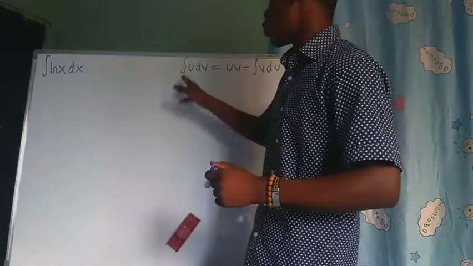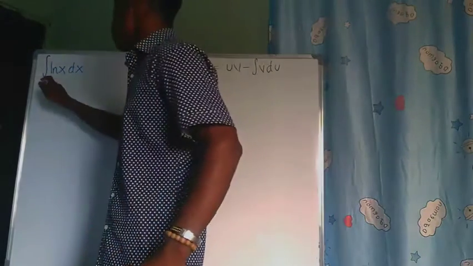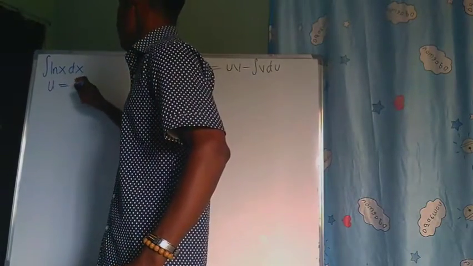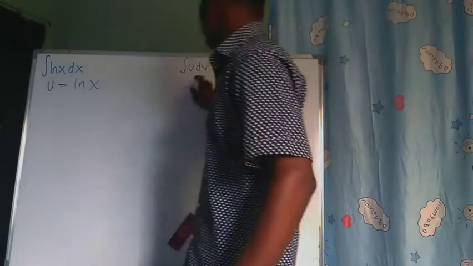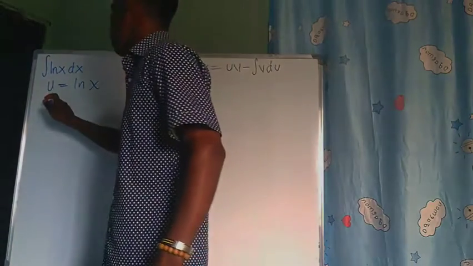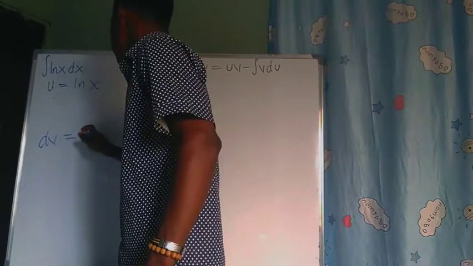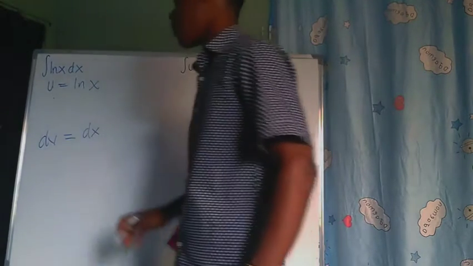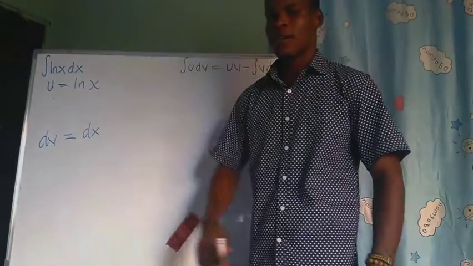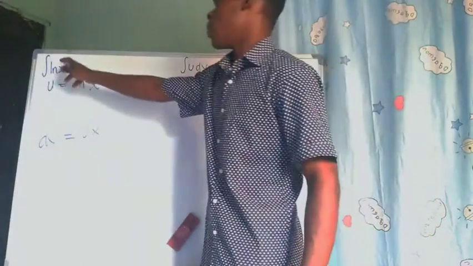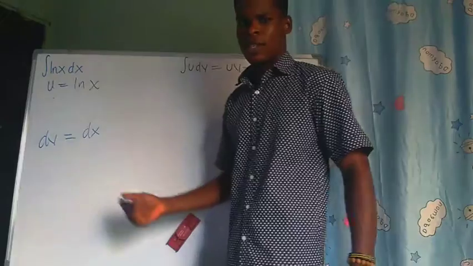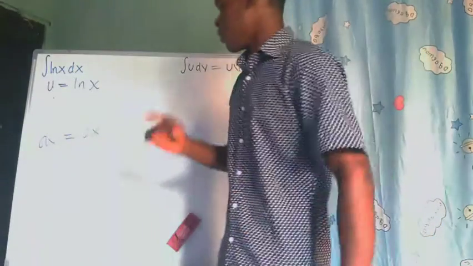So first of all, we need to know our u, so I will say that my u is equal to ln x, and my dv is just dx. All right, here the coefficient is just 1. Other people just say multiply this by 1, which doesn't change anything. It's the same. All right, great.